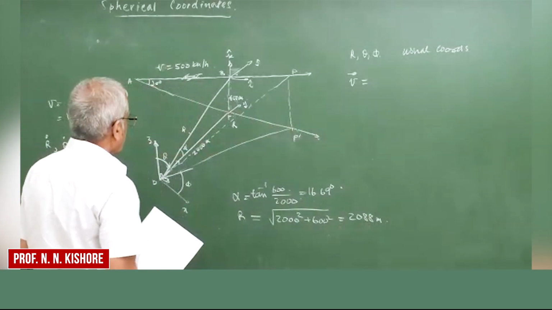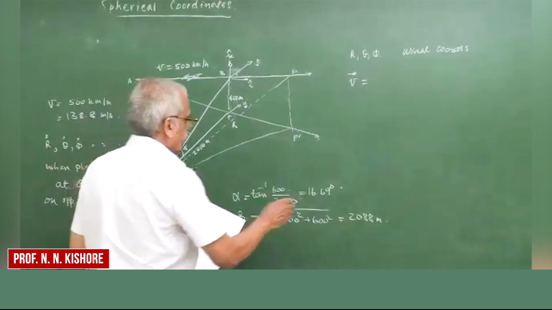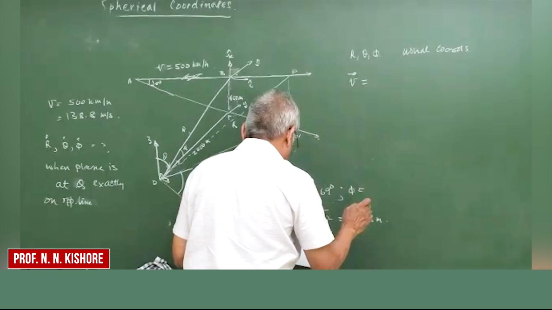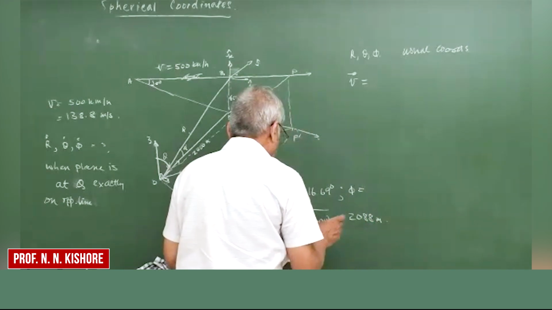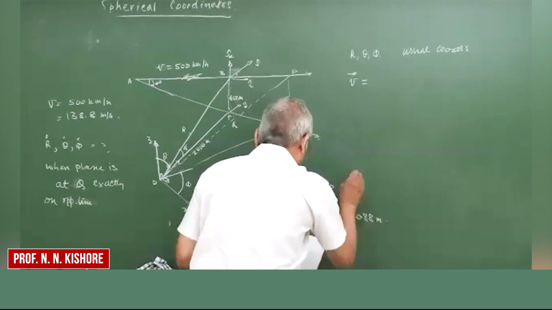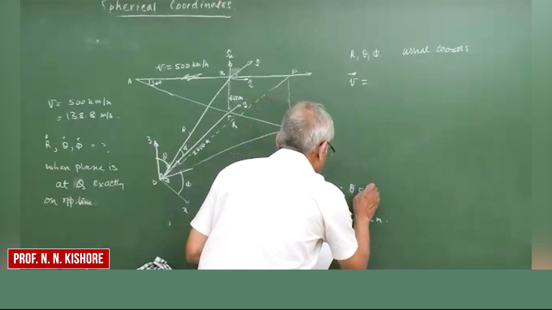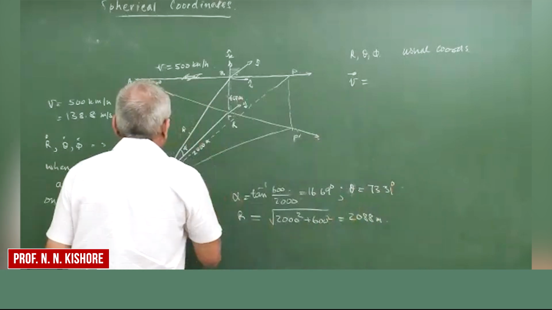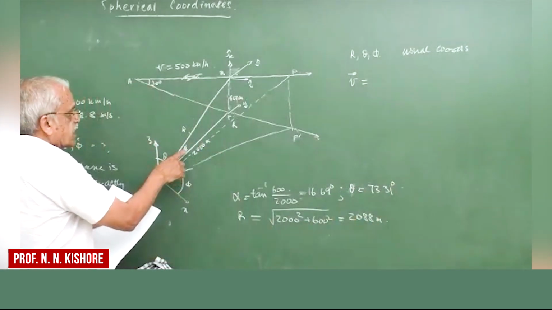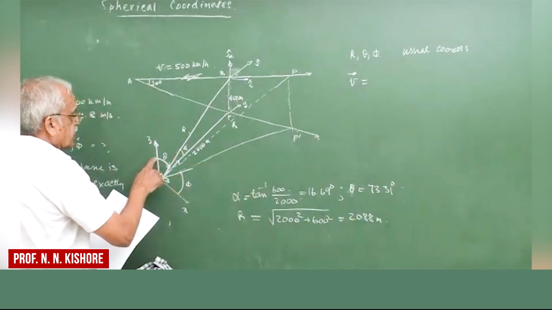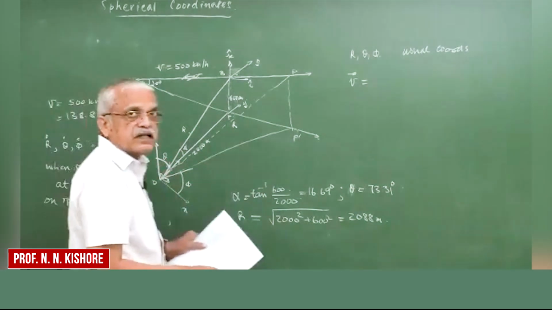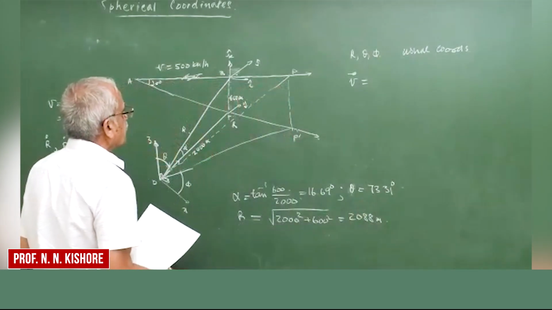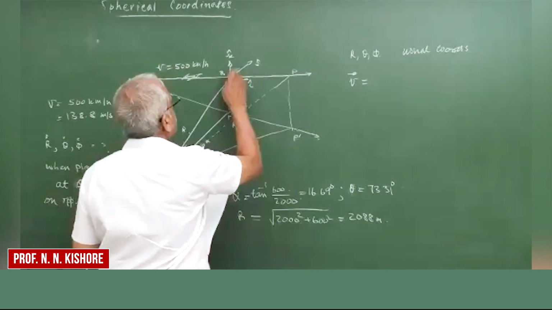Okay, so if this is alpha, then we can also find out theta at this instant, which is 73 point. So this angle is 16.69 degrees, but from our vertical reference line it is 73.31. So using this, we can find out.